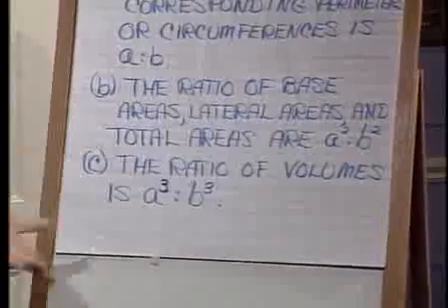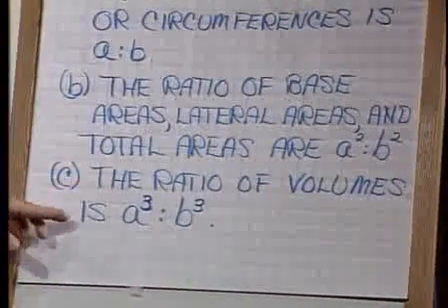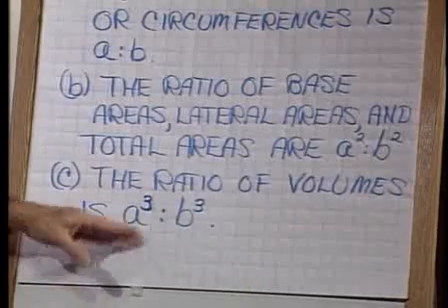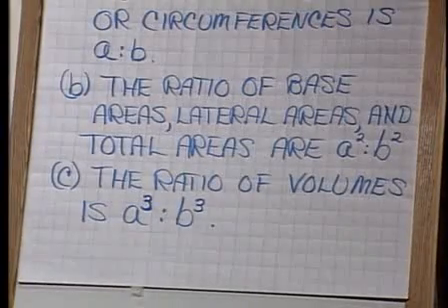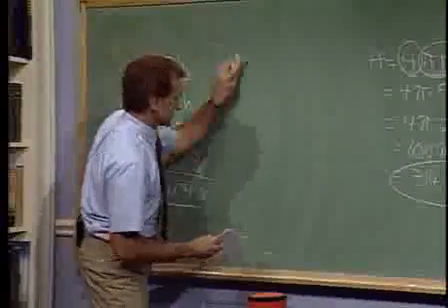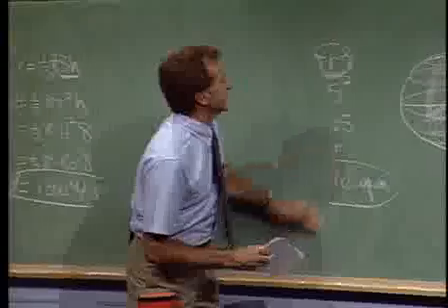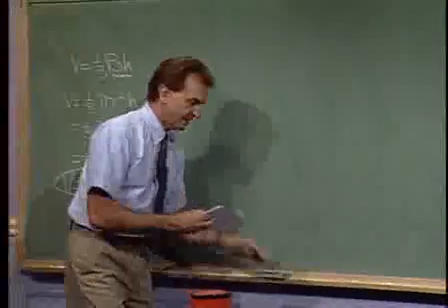And now, here's our last extension of this. The ratio of volumes would be a cubed to b cubed. Let's see how that would work. What do we mean by that? Well, let's take 2 spheres with different radii and see how their volumes compare to their radii.